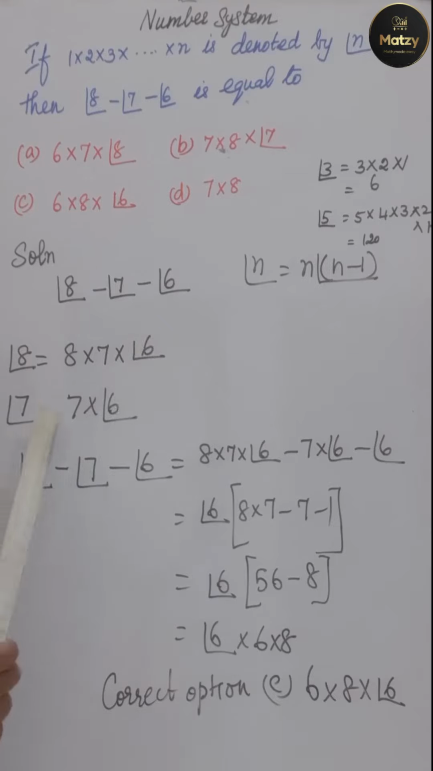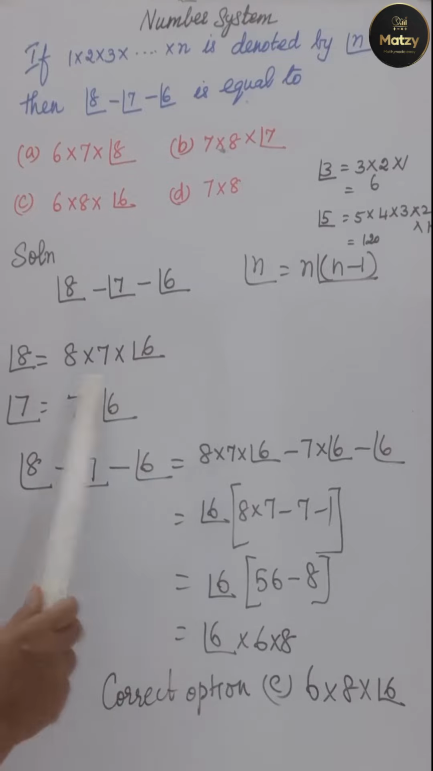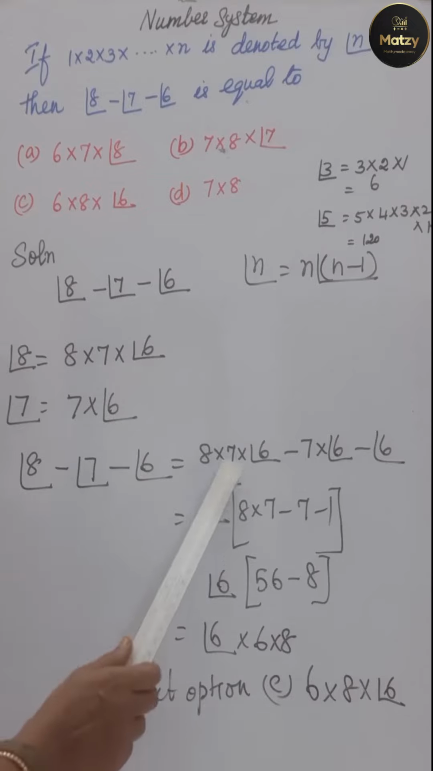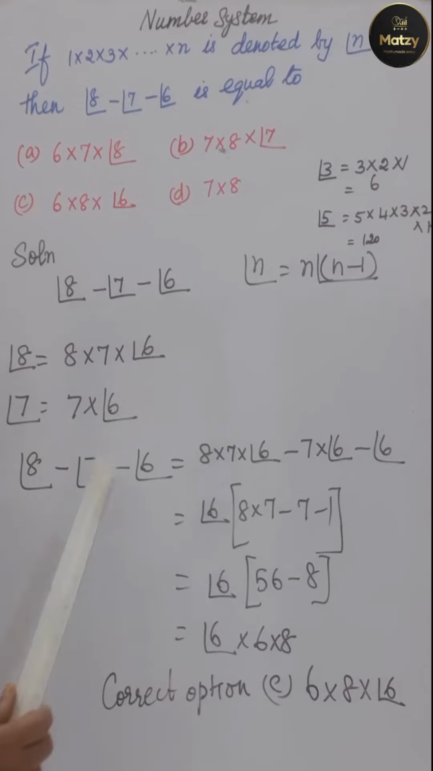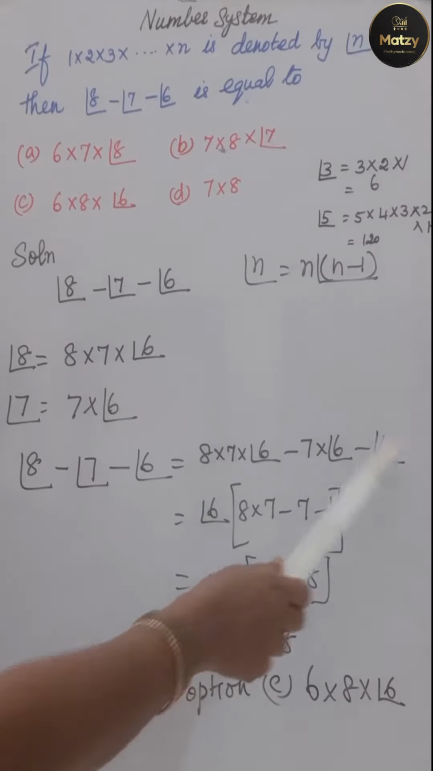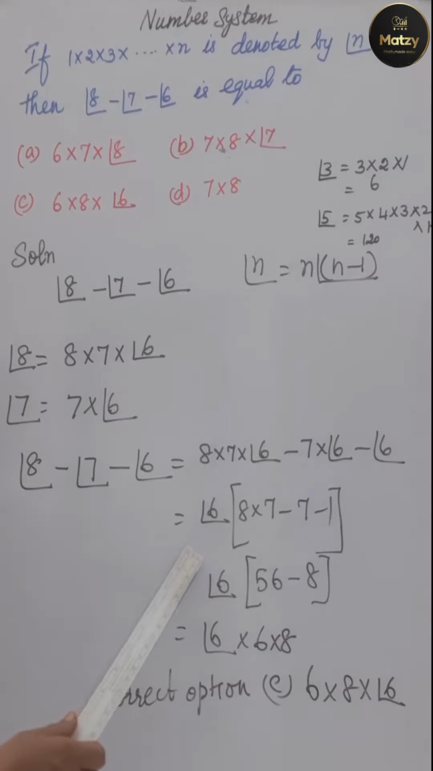Then 7 factorial is equal to 7 into 6 factorial. Then last one is 6 factorial only I wrote. Now I am substituting here. Instead of 8 factorial I wrote 8 into 7 into 6 factorial. Instead of 7 factorial I am writing 7 into 6 factorial. Now 6 factorial is common for all the 3. I am taking it as common.